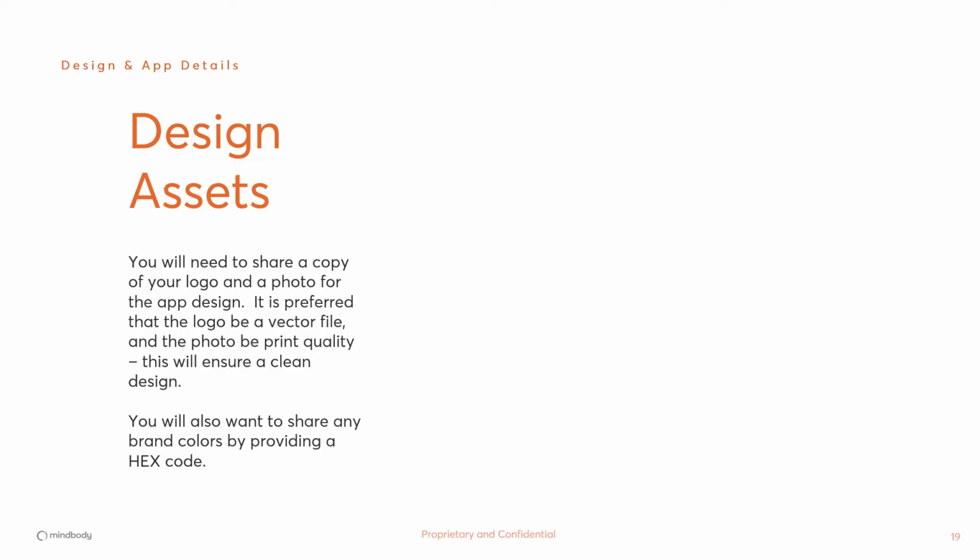Your senior onboarding specialist will work with you to gather your business's logo and branding to share with our design team. Our design team will then create a custom design for your app. You'll want to share a high-quality copy of your logo for the app. Vector files are preferred. These include files like PDF, .ai, or .eps. This ensures that our design team can resize the image as needed without distorting it.